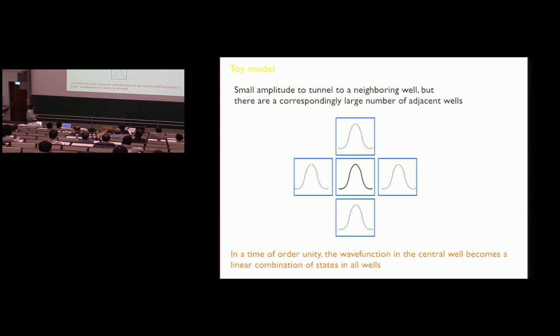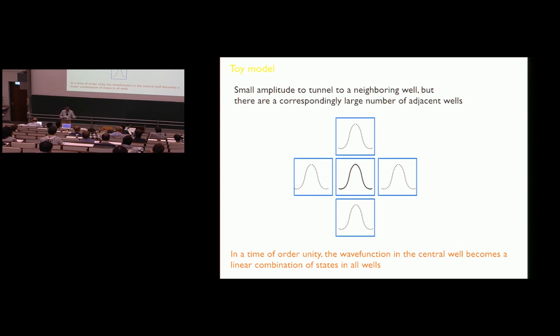Okay, so here the physics is like this. If you take some kind of a box and you have a wave function in that box, and you have a very small amplitude to tunnel into some neighboring box, maybe the small amplitude for me to tunnel through this wall and through this wall and through the roof and through the floor. But there are many, many boxes, e to the S boxes, and the probability to go into any one was, let's say, only 1%, but there are 100 boxes. Then overall, if you leave this wave function here, in a time of order unity, the wave function will disappear from there and become a linear combination of all these guys.